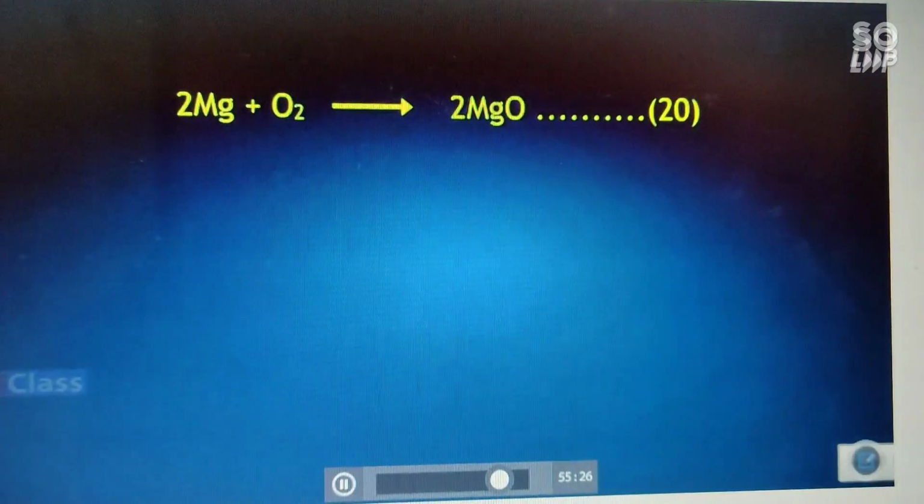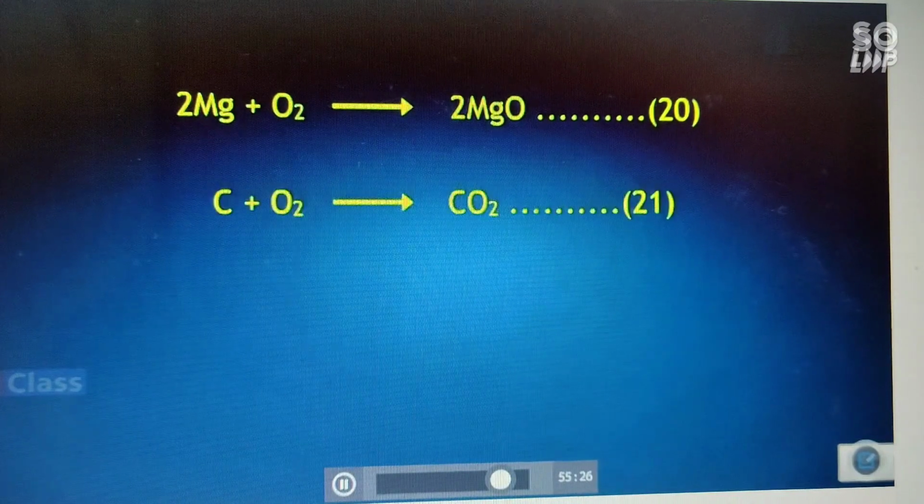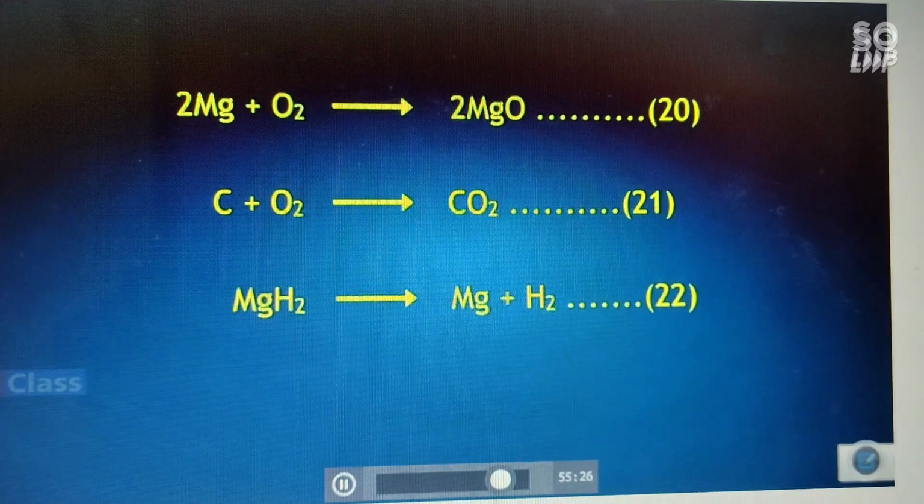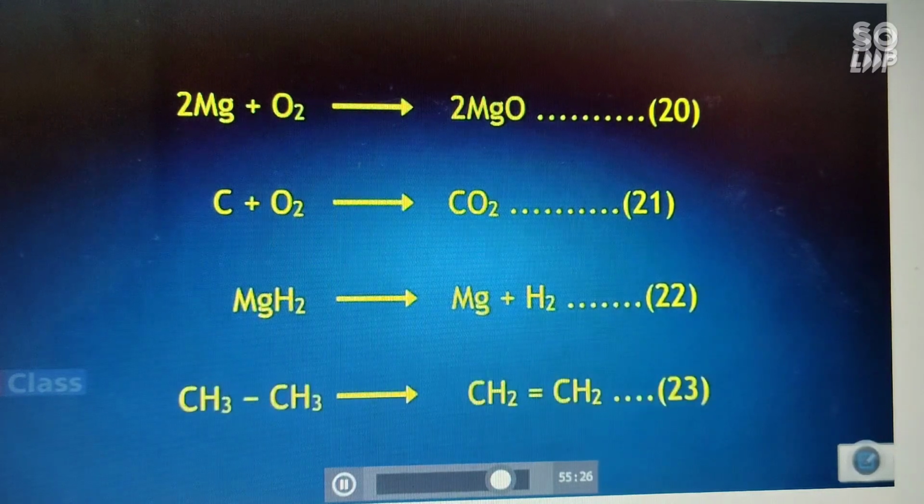2 Mg + O2 gives 2 MgO, statement 20. C + O2 gives CO2, statement 21. MgH2 gives Mg + H2, statement 22. CH3-CH3 gives CH2=CH2, statement 23.